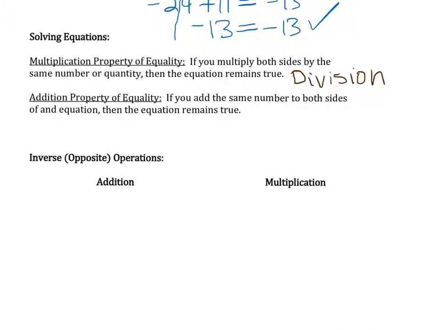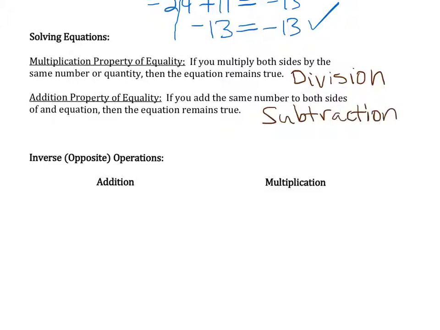We also have the addition property of equality that states if you add the same number to both sides of an equation, the equation is going to remain true. With that addition, notice subtraction is adding the opposite. Subtraction can be changed to addition by adding the opposite, and so this will also work for subtraction, but we just don't call it the subtraction property of equality.